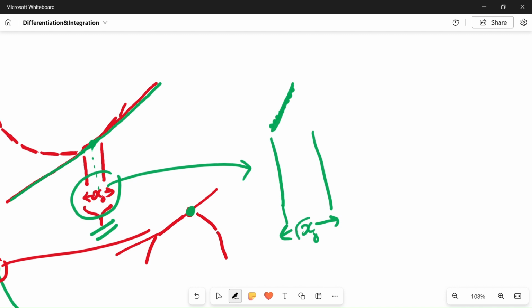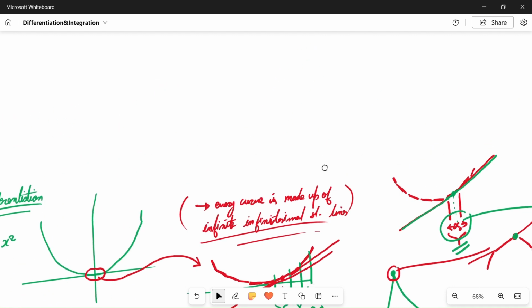So if I'm interested in x0, then it gives me the equation of that infinitesimal straight line in the neighborhood of x0, my point of interest, extended on both the sides. Okay, so this is what it is.